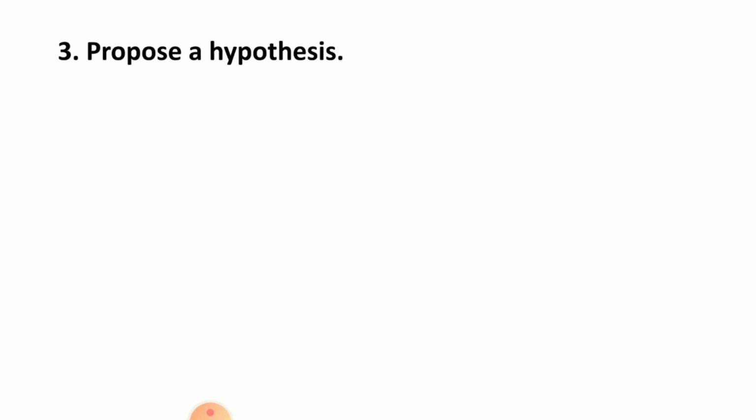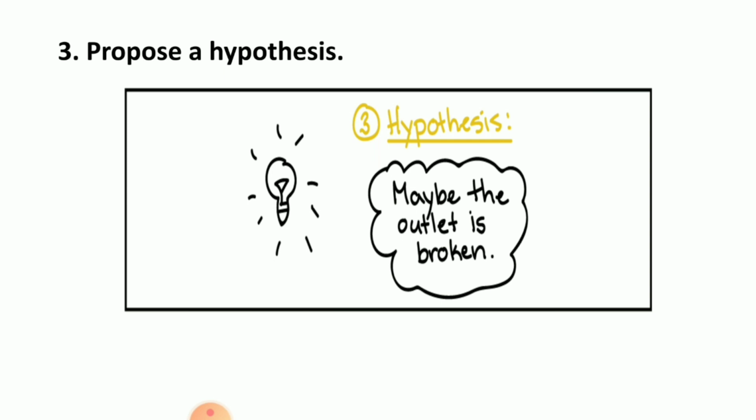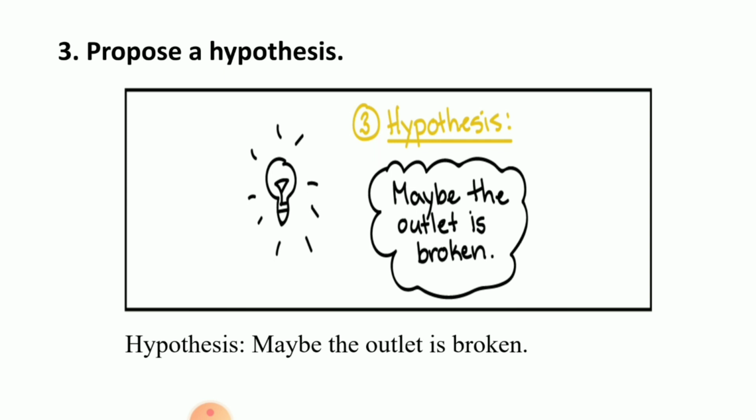Next is to propose a hypothesis. A hypothesis is a potential answer to the question, one that can somehow be tested. For example, our hypothesis in this case could be that the toaster didn't toast because the electrical outlet is broken. This hypothesis is not necessarily the right explanation. Instead, it's a possible explanation that we can test to see if it is likely correct or if we need to make a new hypothesis.